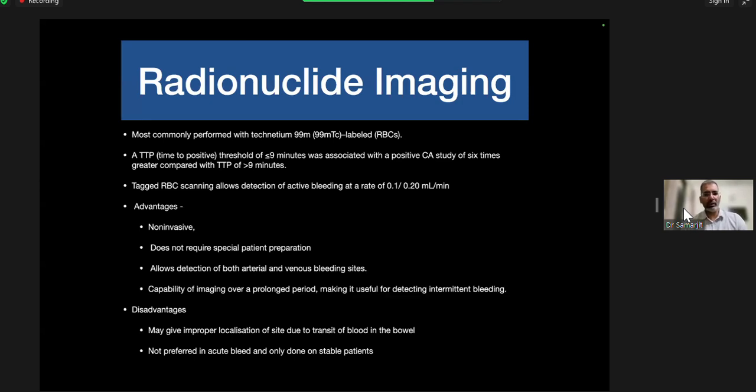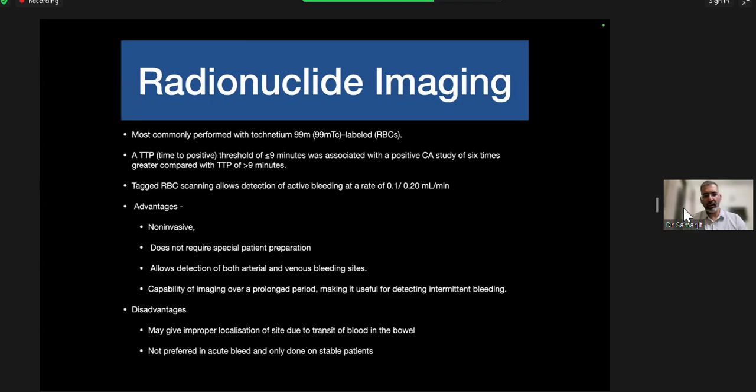So there, it's done using tagged RBCs, and there is something called a time to positive, right? If you can see the RBCs coming into the lumen before 9 minutes, generally then you will get a positive catheter angiography, because after all, ultimately the aim is to treat the patient. And so the good thing about RBC scanning is it detects a very low rate of bleeding. It is non-invasive, and if your bleeding is very slow, taking place over a period of time, it can still detect it. And it can also detect intermittent bleeding.